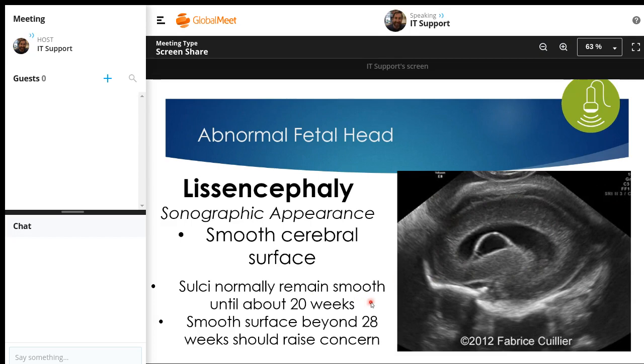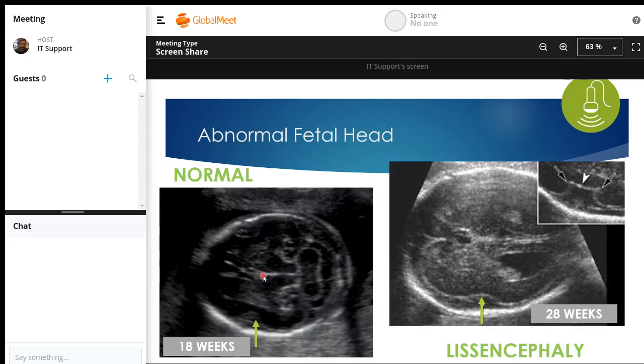The sulci normally remain smooth until about 20 weeks, as we were talking about earlier in the embryology, and when we can see things on ultrasound. We can usually see those sulci beyond 28 weeks. So we would see those indents within the outer portion of the brain, and also the inner portion too. So a smooth surface beyond 28 weeks should raise concern. So we have our normal head. This would be an 18-week fetus. You can see how we have this indent here. So again, still pretty smooth.